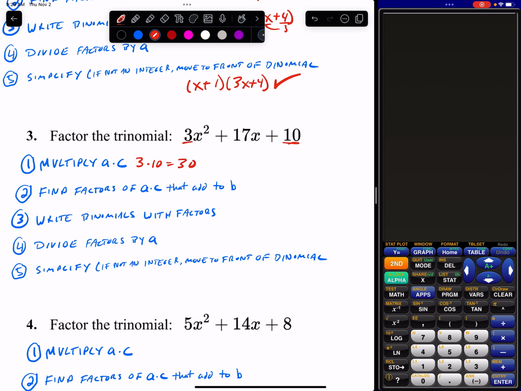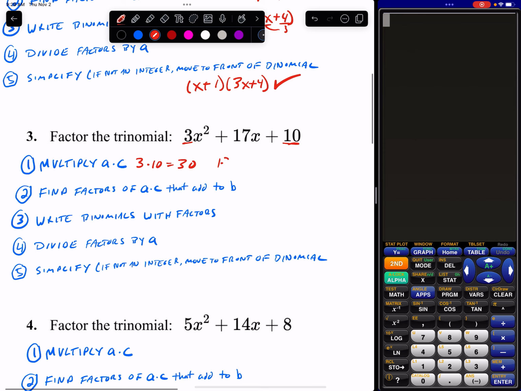Okay, so find the factors of A and C. So we got 30 now, so 1 and 30. And then here, I should write it like this, 1 times 30. And then we've got 2 times 15, and then we've got 5 times 6, and then we've got 3 times 10. So those are all the factors. So which one of these factors adds to 17? Well, 2 plus 15 is 17.